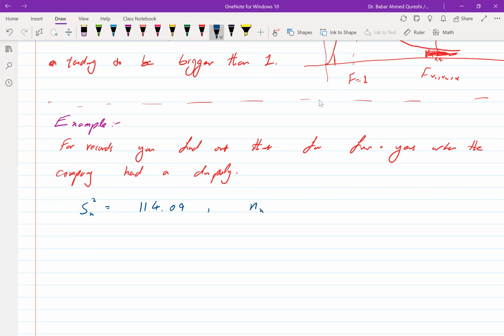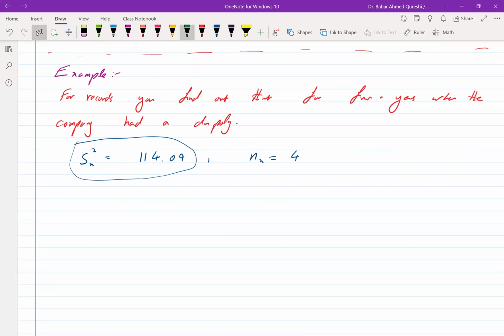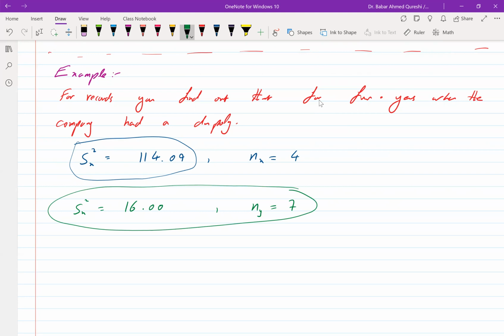And you did it for 4 years, so you have data for 4 different years. So your sample is of size 4, and in each year the sales are different, and based on those 4 data points you have computed a sample variance for their sales. You compare it to later data, when their monopoly was broken and there were lots of other companies in the market, and for 7 years, their sales had a variance of 16. So based on these numbers, you want to test if having a monopoly has an effect on the price fluctuations or on the sales fluctuations.